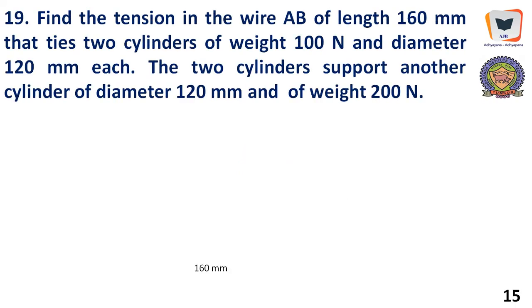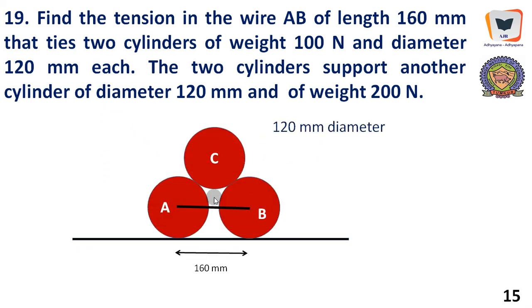Right. The 19th question is, find the tension in the wire AB of length 160 millimeter that ties two cylinders of weight 100 Newton each, and diameter 120 millimeter each. All of them have 120 millimeter diameter. Those two cylinders support another cylinder of diameter 120 millimeter and weight 200 Newton. If this is 200 Newton, these two are 100 Newton. And the question is, what is the tension?